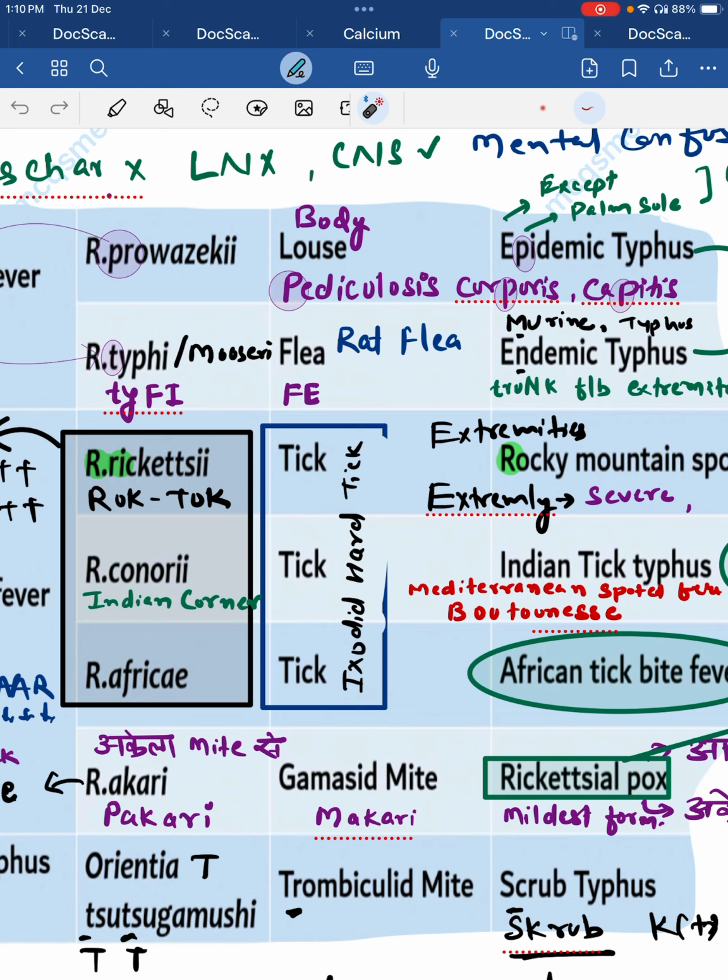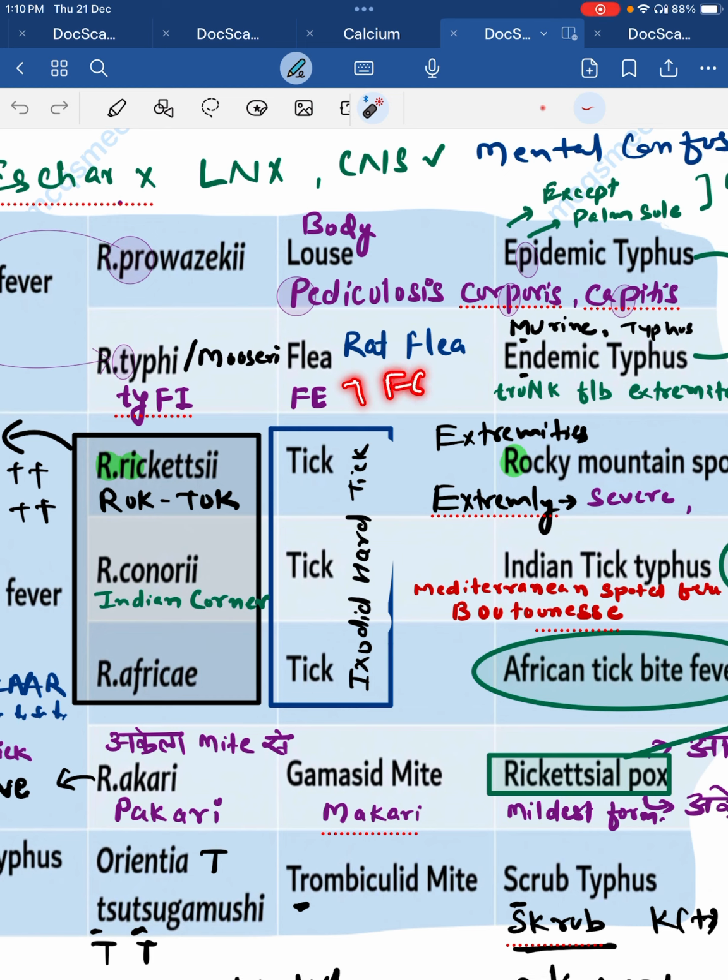Inside the home means endemic typhus caused by the rat flea, or you can remember it like T-FENT. T means typhi, F means flea, ENT means endemic typhus. So you can also remember this mnemonic T-FENT.